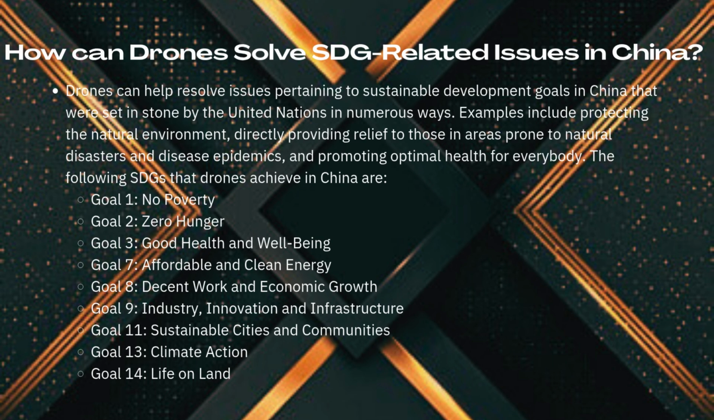Goal 1, no poverty. Goal 2 is zero hunger. Goal 3 is good health and well-being. Goals 7, 8, and 9 are affordable and clean energy, decent work and economic growth, and industry, innovation, and infrastructure, respectively. Goals 11, 13, and 14 are sustainable cities and communities, climate action, and life on land, respectively.